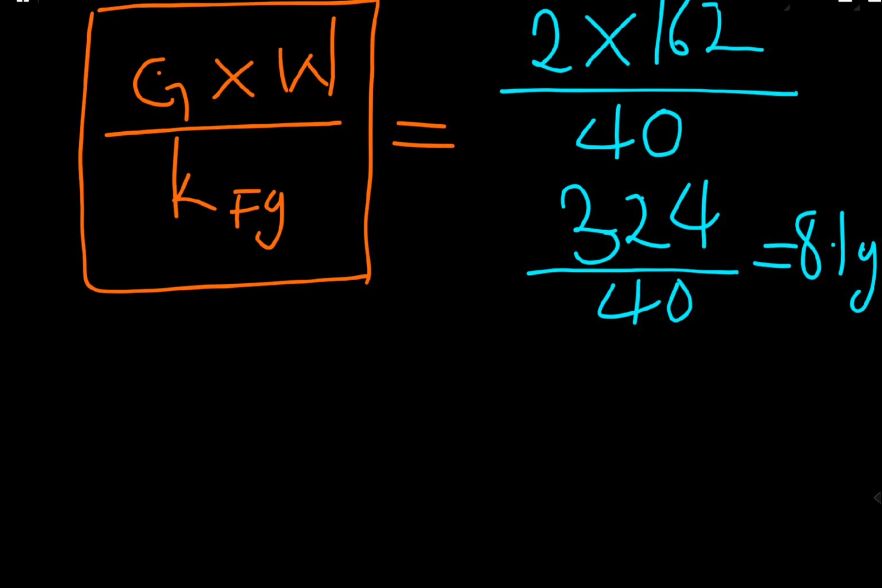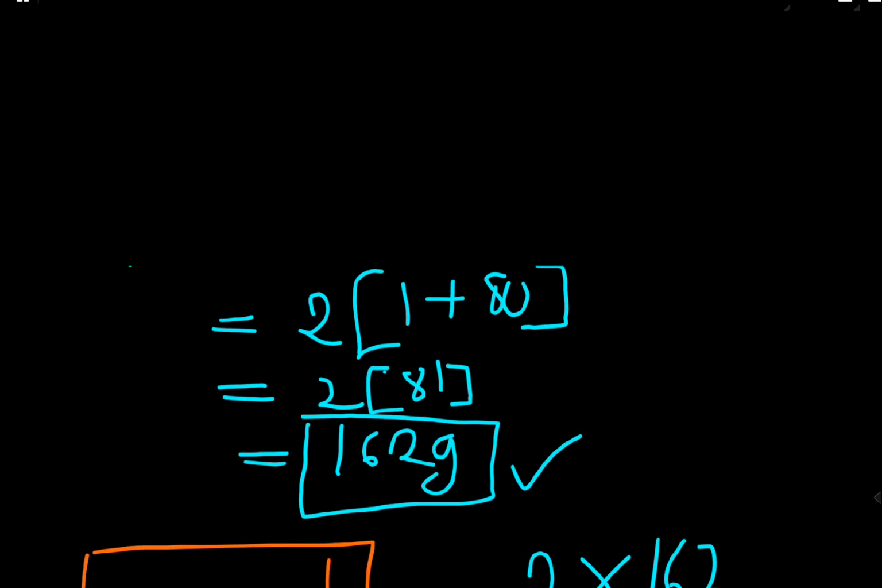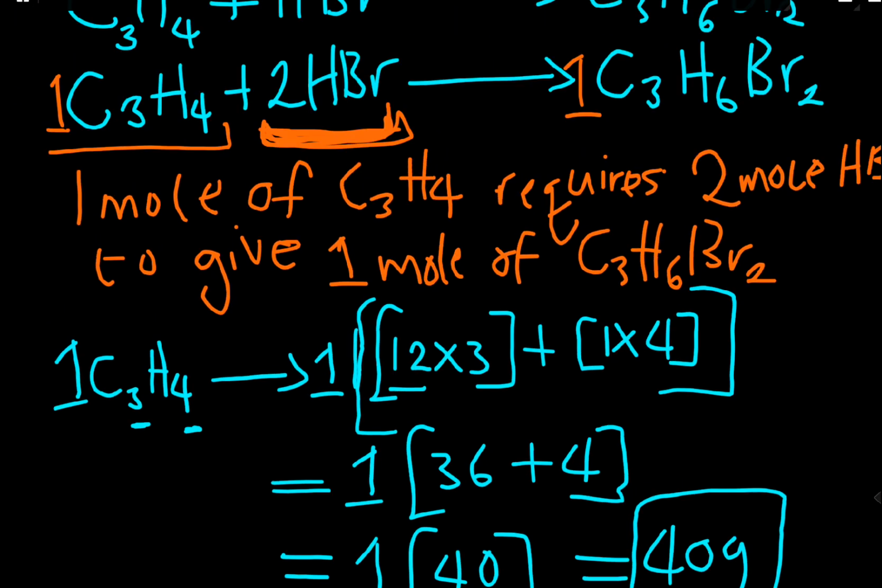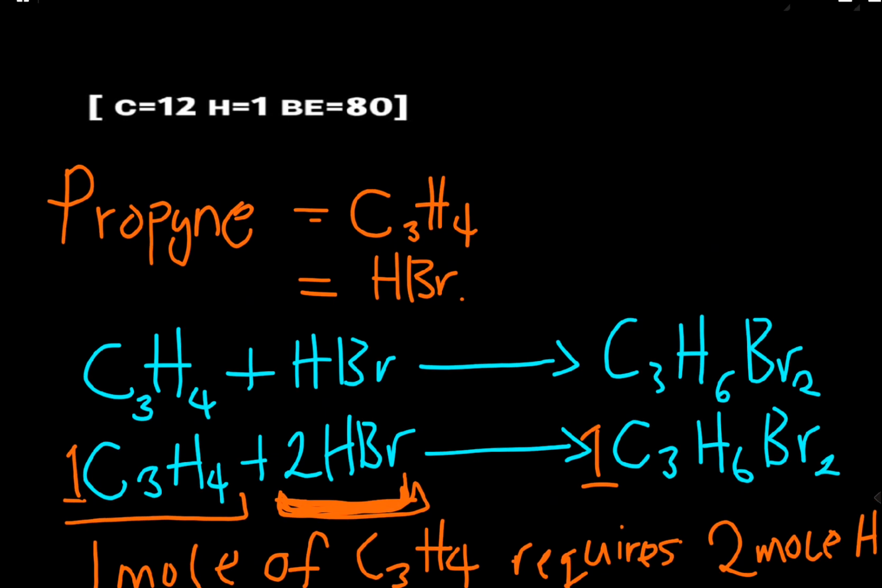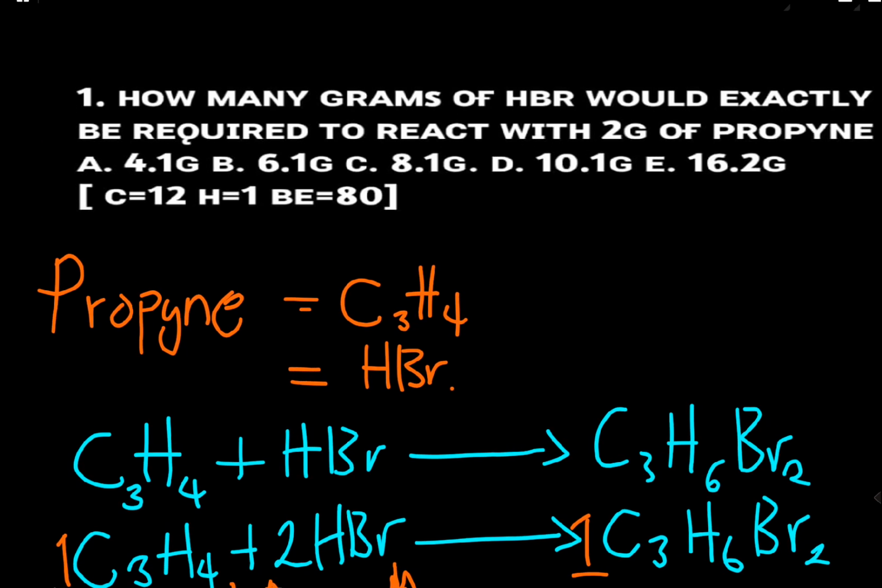So we'll go back and check if any option tallies with 8.1 grams. I'm going back to check. You'd see that an option tallies with 8.1 grams. That's option C. Option C tallies with it. So option C is the correct option.